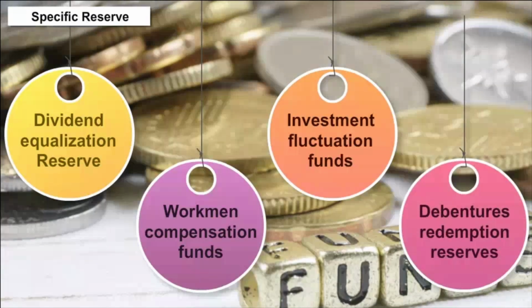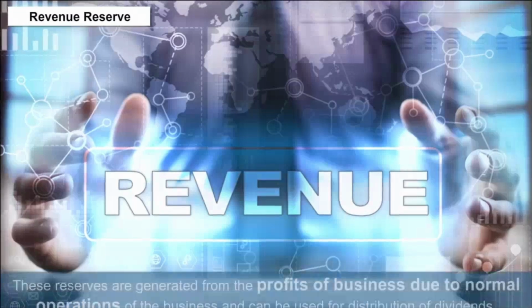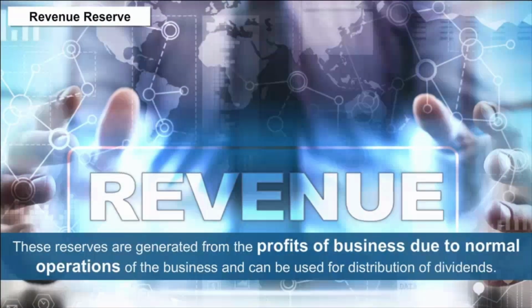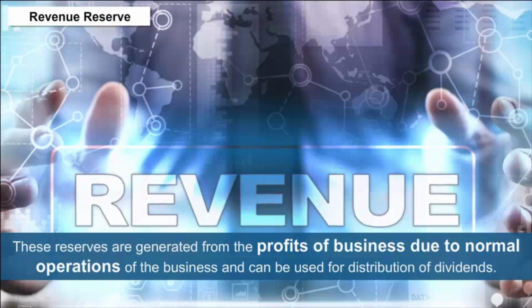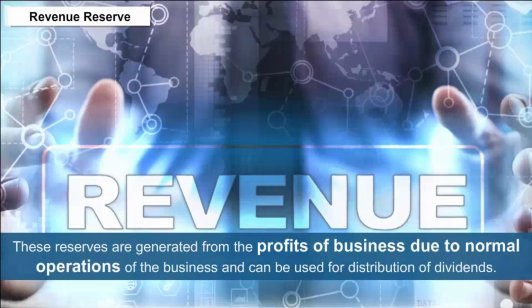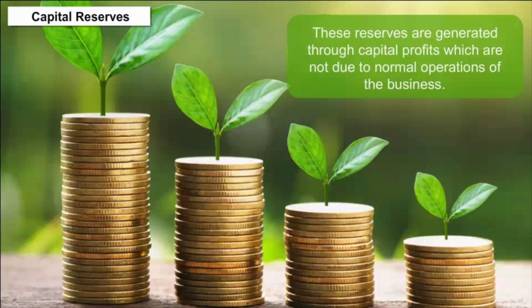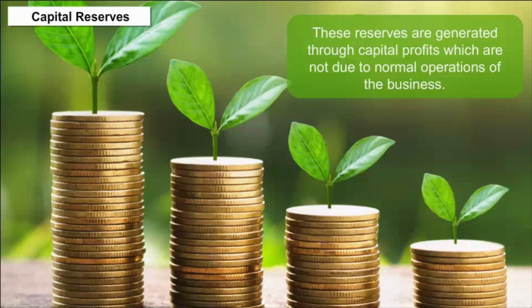Capital reserves. These reserves are generated through capital profits, which are not due to normal operations of the business. So these reserves are not available for distribution of dividends. They can be used for writing off losses. Difference between capital and revenue reserves.